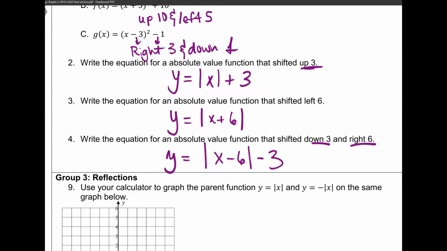You can see if it's outside the absolute value signs, it's gonna be up and down. If it's inside the absolute value, it's left and right. So the idea is, if you know how to draw absolute value of x, you know how to draw all these other functions. Number 2, you literally go up 3, so you make a point at 0,3, and then you just do normal absolute value. For number 3, you shift left 6, and then you just draw the absolute value function starting at 6 to the left.